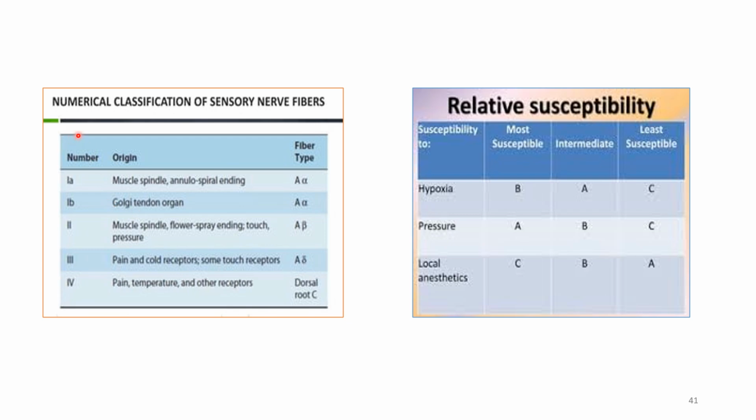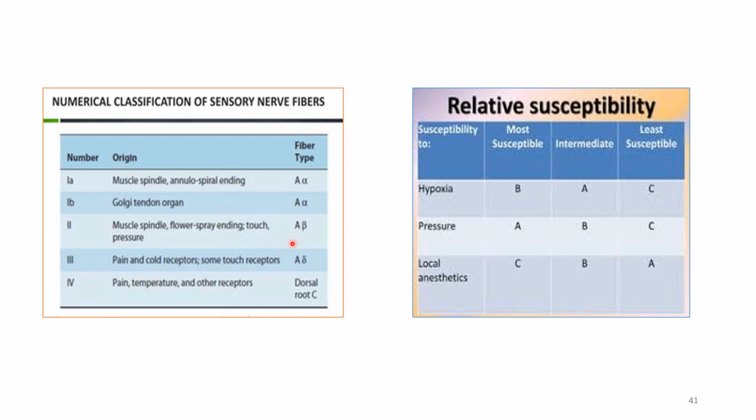Now coming to the numerical or sensory classification. Only sensory nerve fibers are further classified in this classification, using numbers. A alpha fiber type is further divided into 1A and 1B. A alpha 1A carries sensory information from the muscle spindle's annulospiral ending, and 1B carries information from the Golgi tendon organ. These topics will be discussed in detail in the discussion of the muscle spindle.